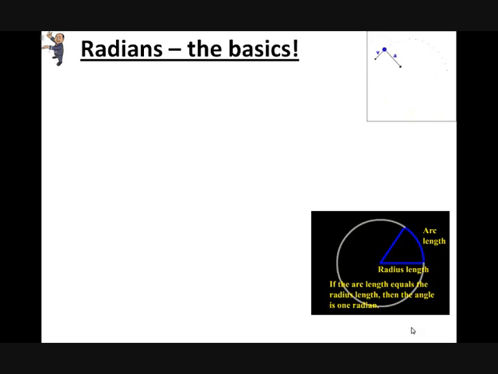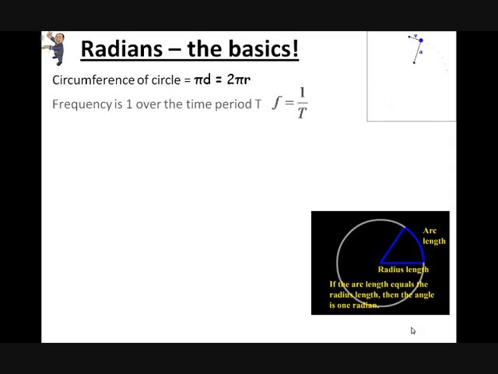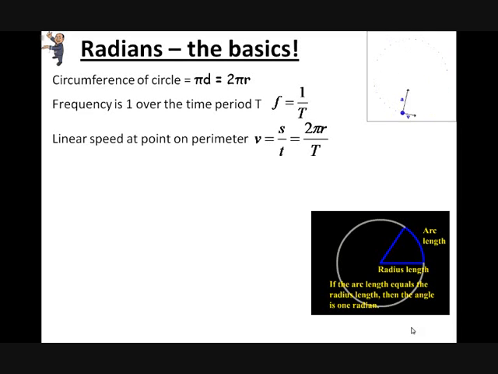So to describe circular motion, we need this idea of radians. Now, angles may always have been measured in degrees from your point of view, but in physics we often measure angles in the units of radians. In case you've forgotten or need some revision on radians, let's break it down. The circumference of a circle is pi times the diameter, which is 2 pi times the radius. And the frequency is 1 over the time period, so f equals 1 over T.